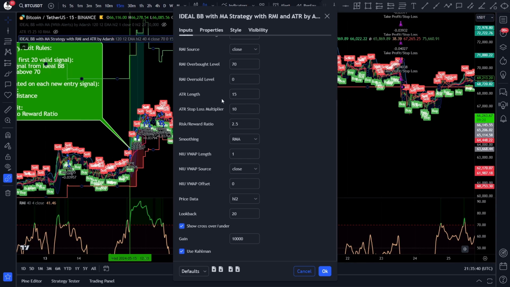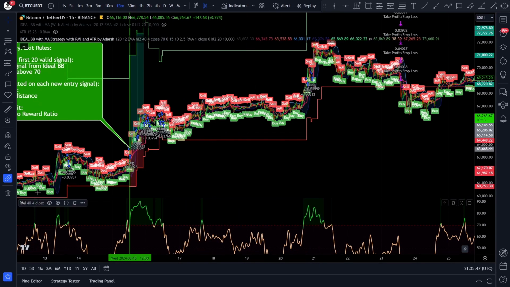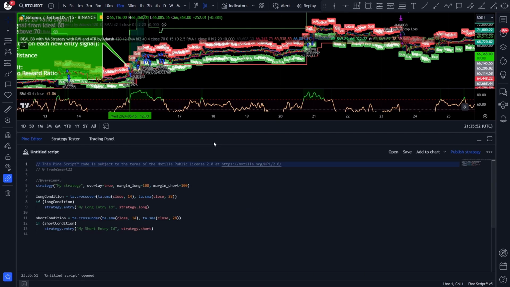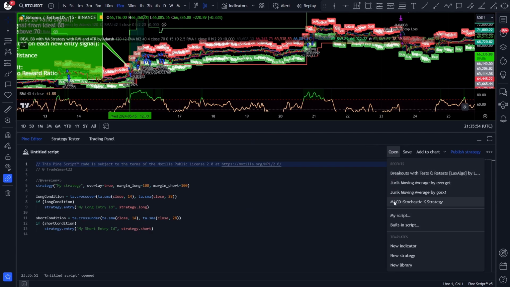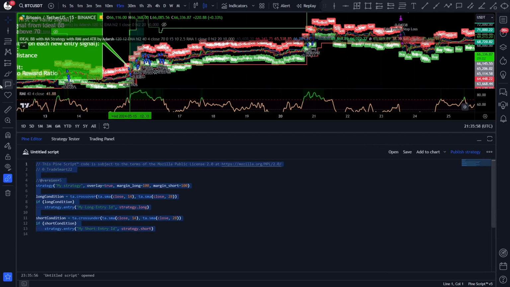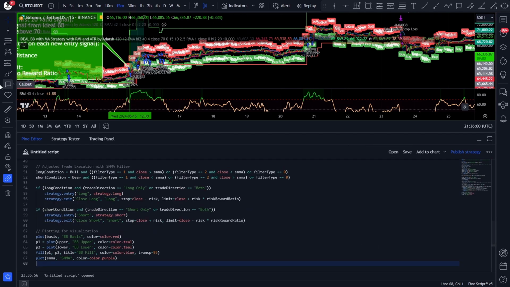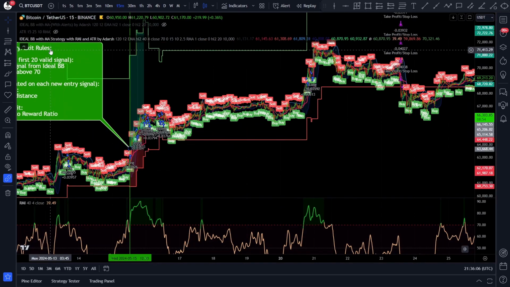Open that link, copy the full Pinescript code, then come back to TradingView, open up the Pine editor, click on Open, New Strategy, and paste the full Pinescript code right there. Finally, click on Add to Chart. If you've done that correctly, you should see the script right here.